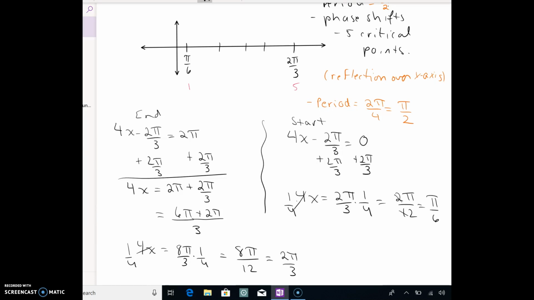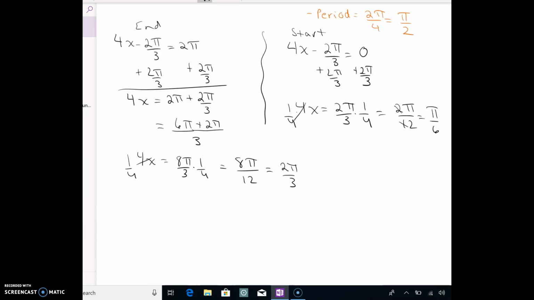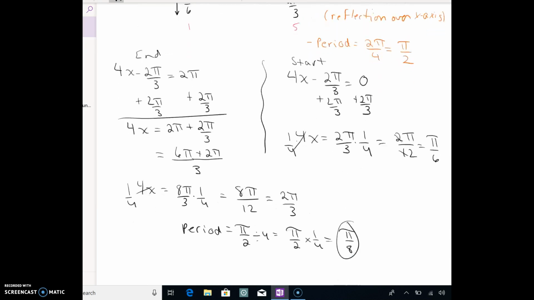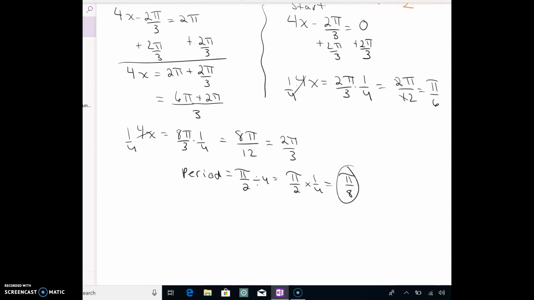And how we do that is we take the period and we divide it by 4, and then we constantly add it to the starting point until we get to the end point. So we have a period of pi over 2. Let's divide that by 4. That's the same thing as saying pi over 2 times 1 over 4, or pi over 8. So that's telling us that we're going to start at pi over 6 and constantly add pi over 8 to it.